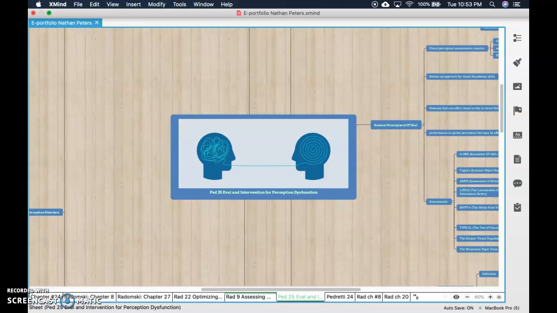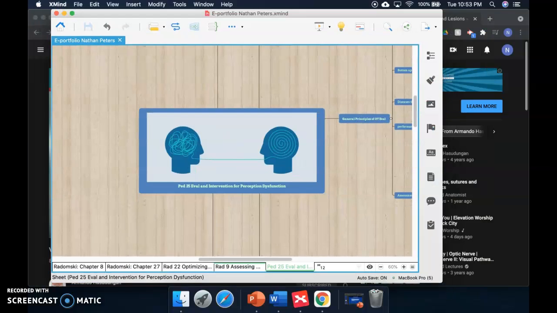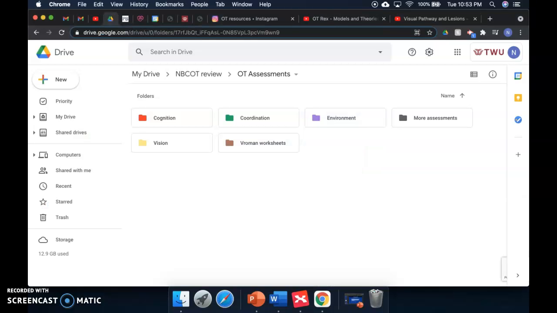And I also felt led to share other resources that I'm going to be using. So OT assessments, I have it broken down by cognition, vision, coordination, environment, and then just Brown worksheets to look at. And then going on, we have more assessments to look at. And this is going to help for my level 2 fieldwork and different assessments that I can use.